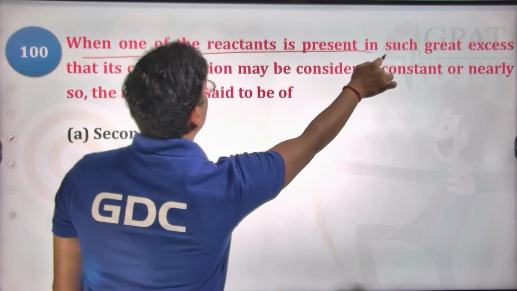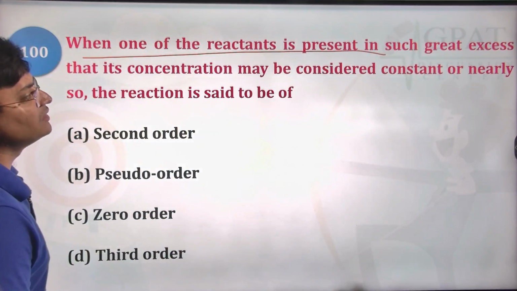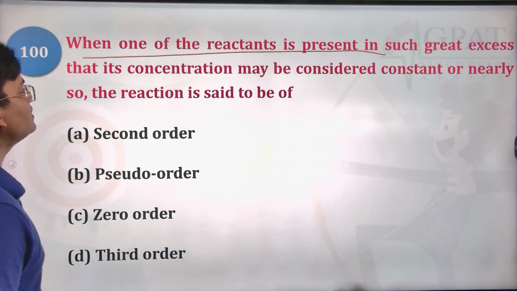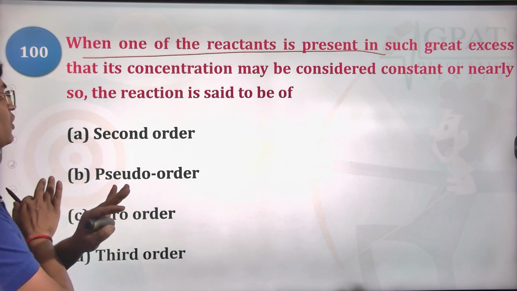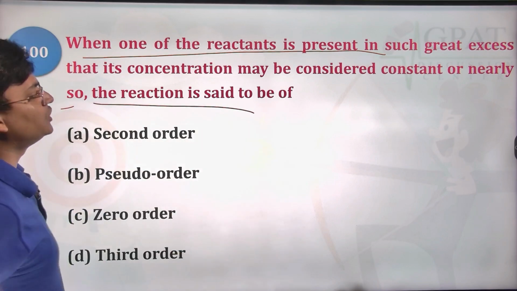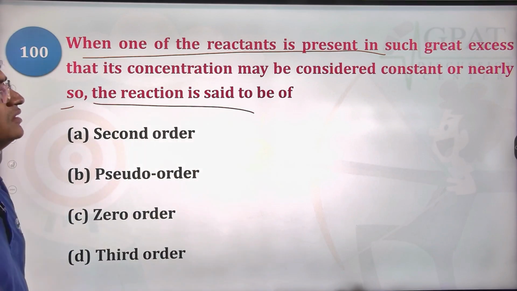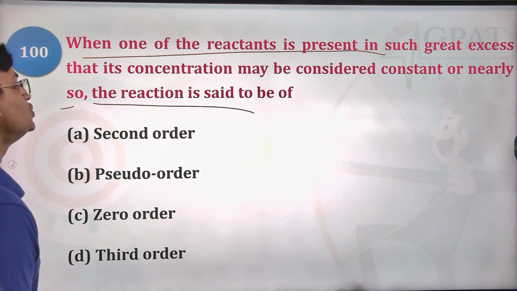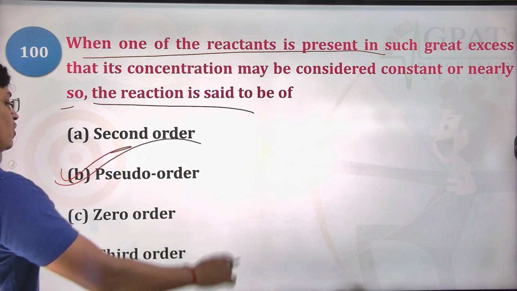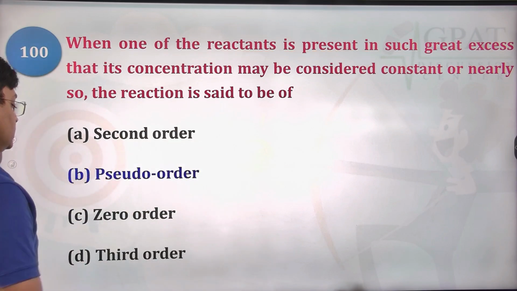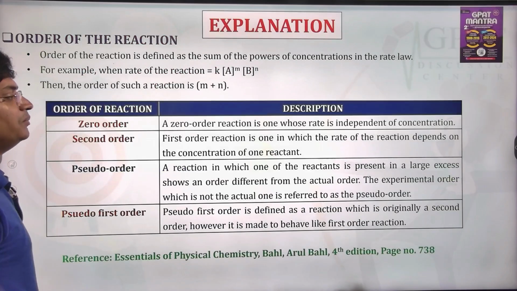When one of the reactants is present in such a great excess that its concentration may be considered constant or nearly so, the reaction is said to be what? If the concentration of one of the compounds is in great excess, it can be neglected, which means it's a pseudo order reaction, that is, a false order reaction. So B is the right answer.